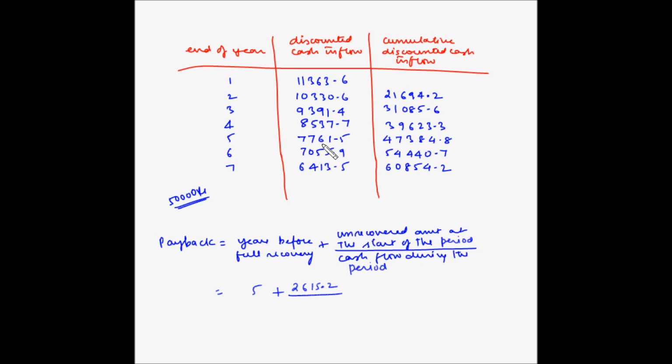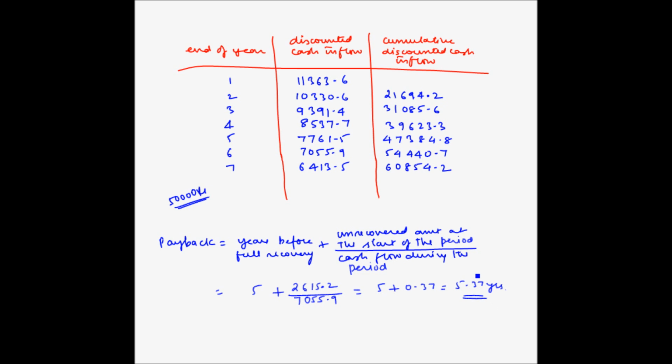So the cash flow during the 6th year is 7,055.9. So this is equal to 5 plus 0.37, which is equal to 5.37 years. So if we discount the cash inflows at the cost of capital, then we will recover the investment outlay in 5.37 years.